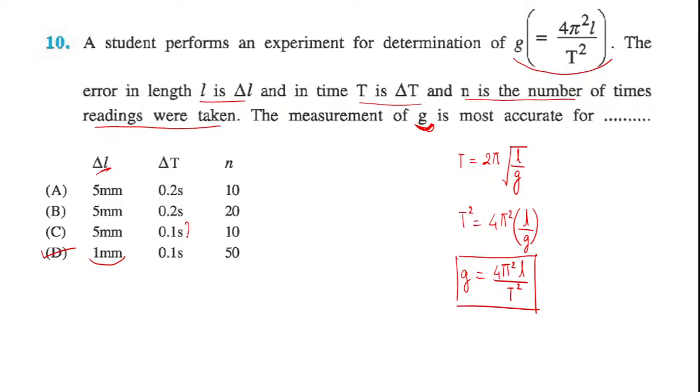So in both of these the error is the same, right? It is having the same kind of error. But when you come to the number of attempts of the practical, this one did it only 10 times, 20 times, 10 times, and 50 times. One practical is carried out 50 times, so which will give you the most accurate answer? You will do the practical 50 times, on top of that the error in time is 0.1 seconds, and on top of that delta L is also 1 mm, so this should be the best. So obviously you will get the most accurate answer from here, option D.